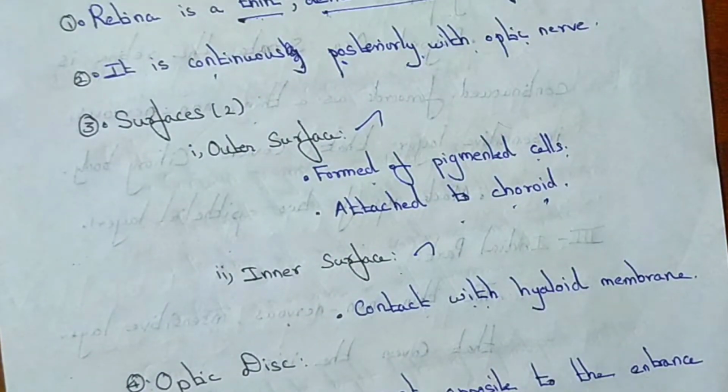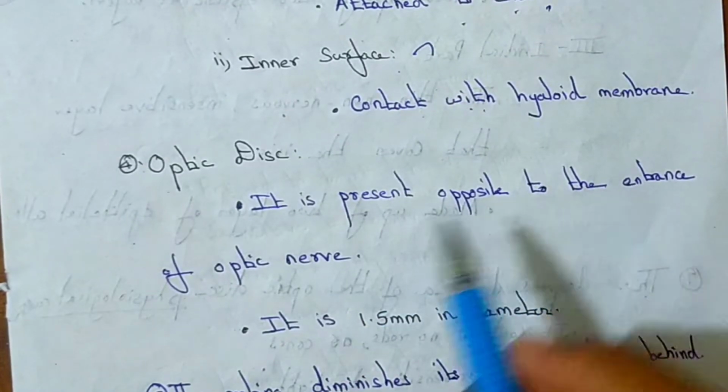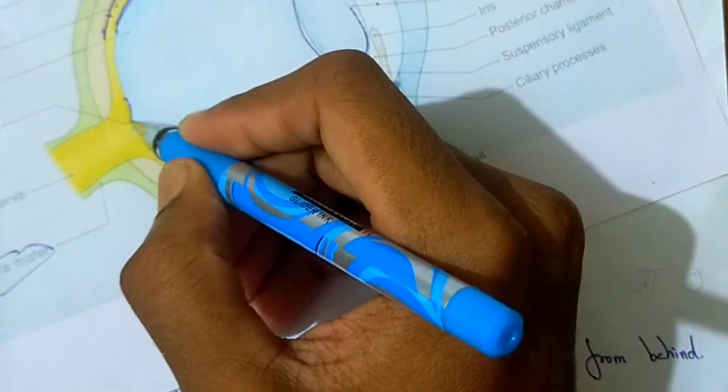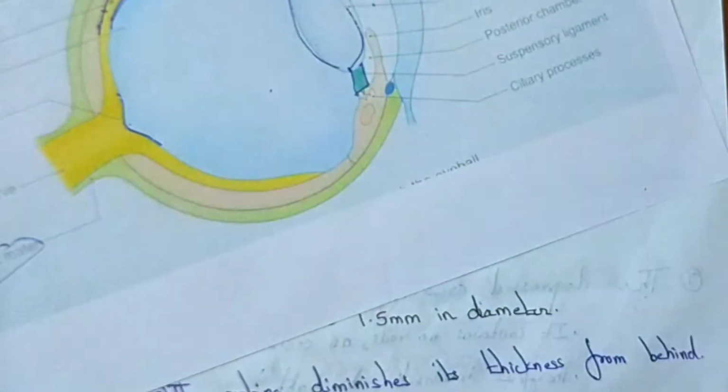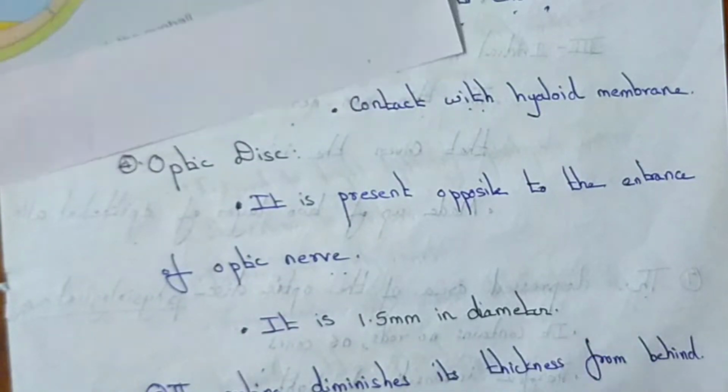The next is the optic disc. It is present opposite to the entrance of the optic nerve. Here is the optic disc. This portion is called the optic disc. It is 1.5 millimeter in diameter.